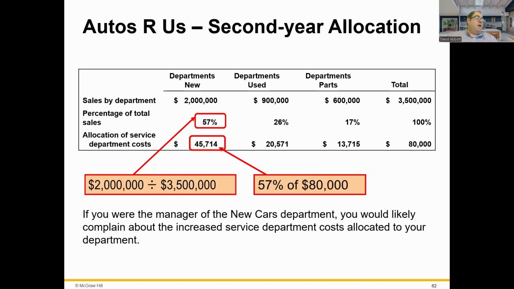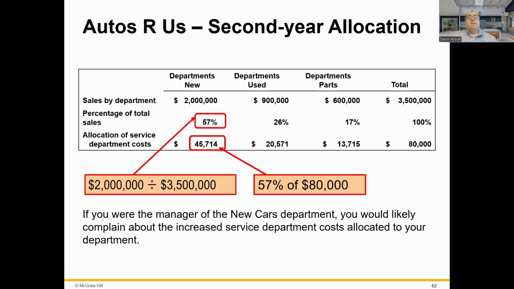The manager of the new cars department is likely to complain that as a result of his efforts to expand sales, he is being forced to carry a larger share of the service department costs. Suppose that you are the division manager for a company that allocated fixed costs on the basis of actual sales, and the fixed costs allocated to your division were dependent upon sales in the other division. If they answered yes, ask if that's fair. There will probably be a chorus: Yeah, it's not fair, right?